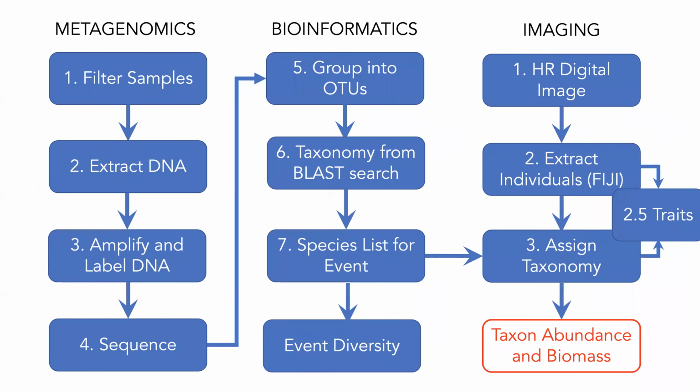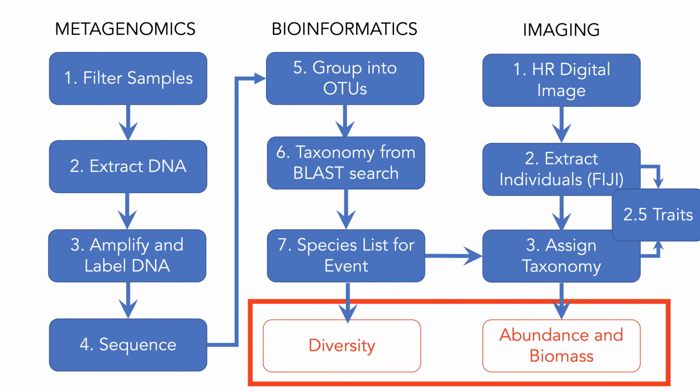But back to the pipeline. In the end, I'm able to extract taxon abundance. We know the number of ants in the image. We're able to estimate the biomass from the measurements that have been taken for the traits. And so for a given site, we know the abundance and the biomass and the diversity of the groups that we're studying.